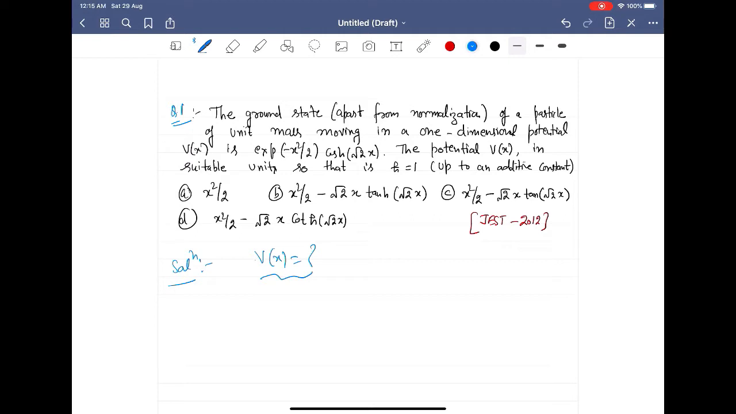We have been asked to find out, for a particle which is moving in a one-dimensional potential V(x) and having mass unity, the ground state is given, which let me write down as psi 0(x) equals e to the power minus x squared by 2 cosh root 2 x. So this is given to us, and we have been asked to find out V(x) in units where h cross equals 1.